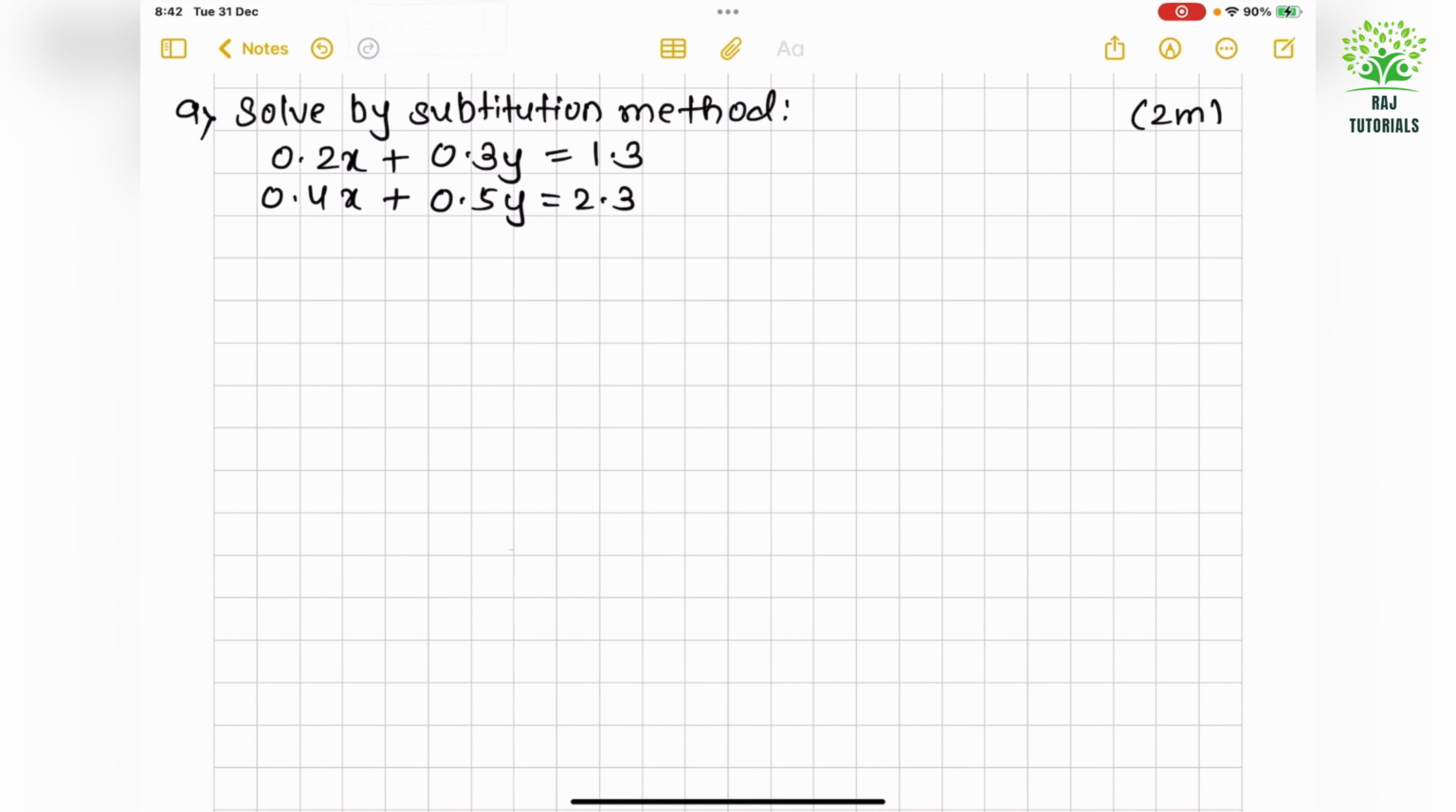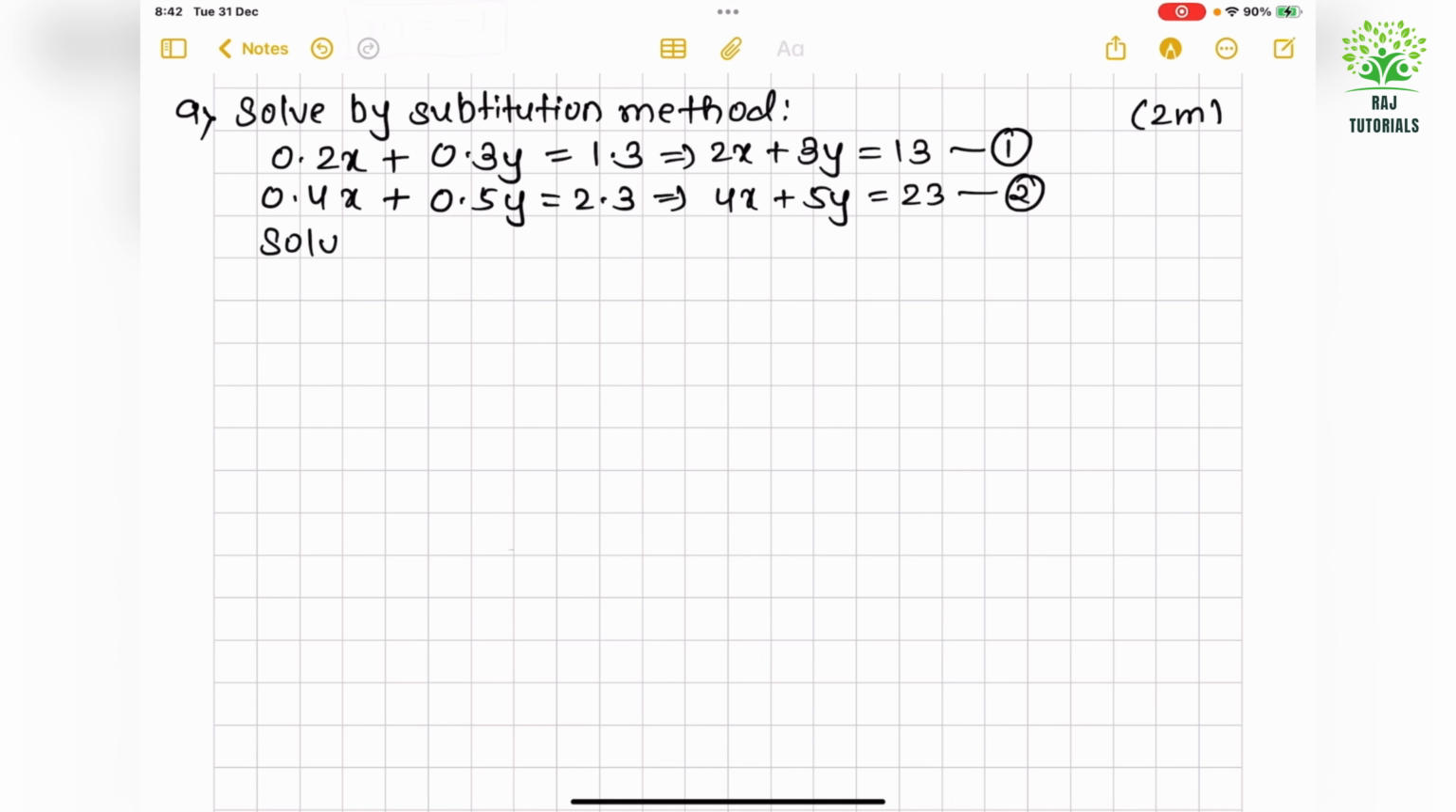Now the next question says solve by substitution method: 0.2x plus 0.3y equal to 1.3 and 0.4x plus 0.5y equal to 2.3. So first of all, multiplying both equations by 10, I will get 2x plus 3y equal to 13. This is number one. And the second, number two, will be 4x plus 5y equal to 23.